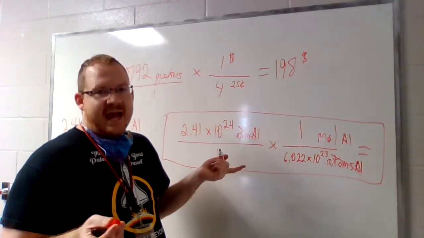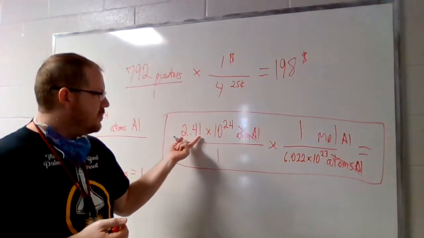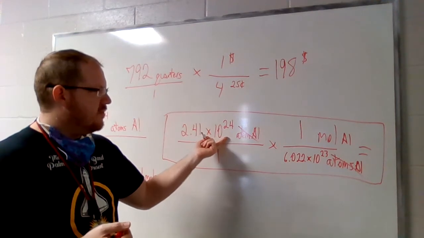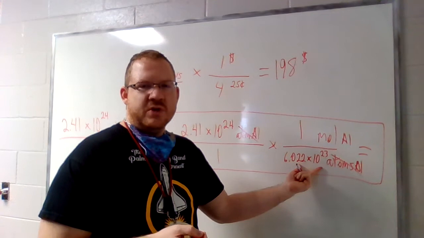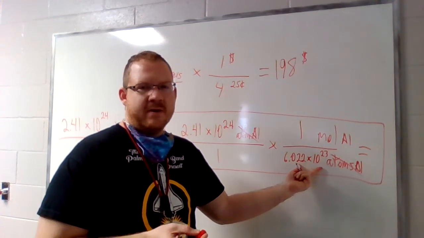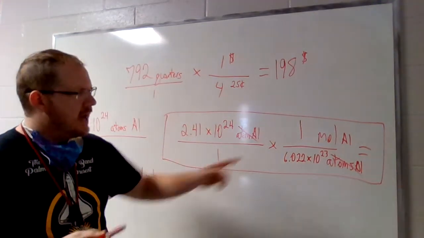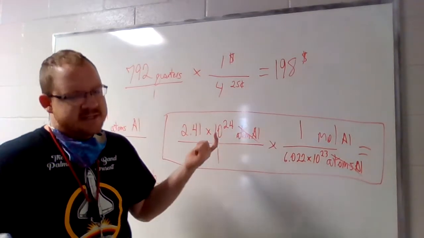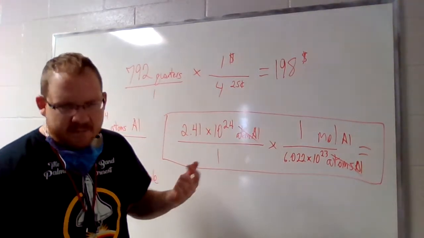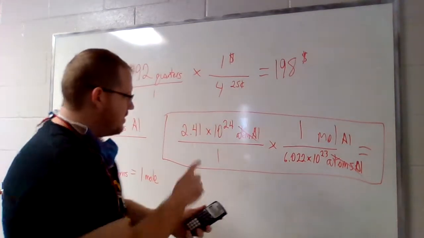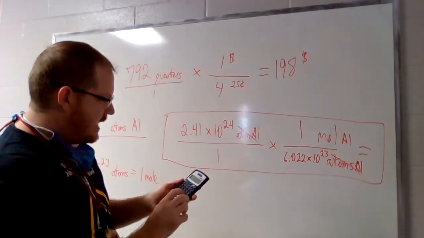Now the math that I have to do, I take my 2.41 times 10 to the 24th power and divide by 6.022 times 10 to the 23rd power, because it's on bottom. I can multiply by 1 if I want to. It's not going to change my answer. But if you want to multiply by the top, divide by the bottom, that's what you need to do. So I start with my number on the left. I go from left to right like always.